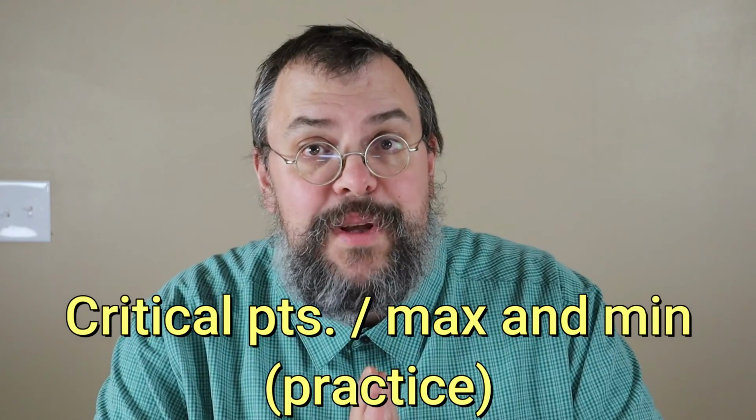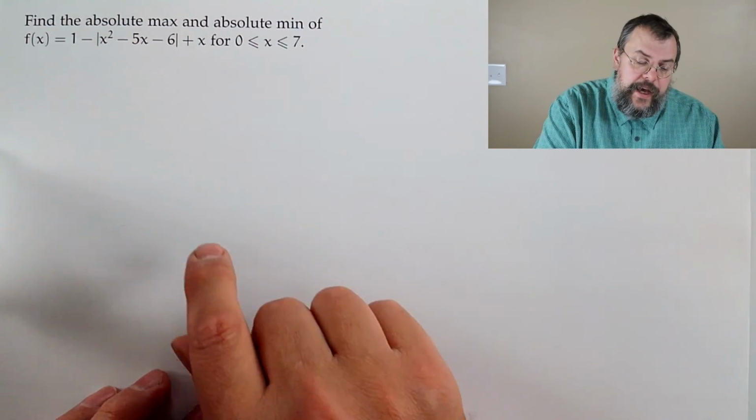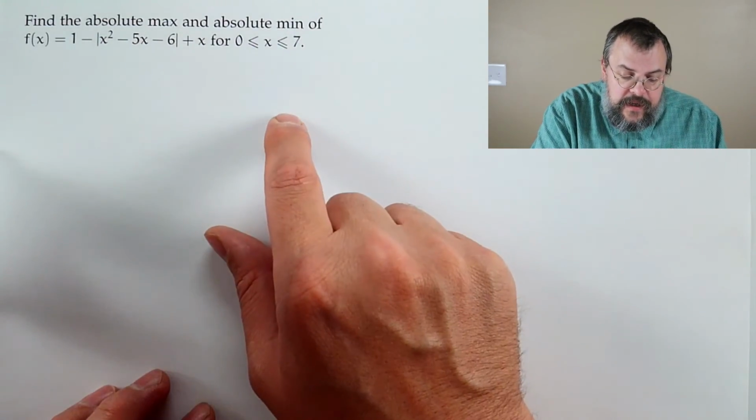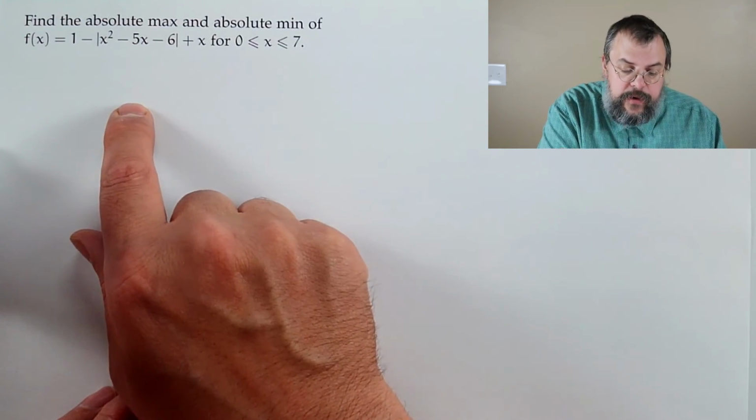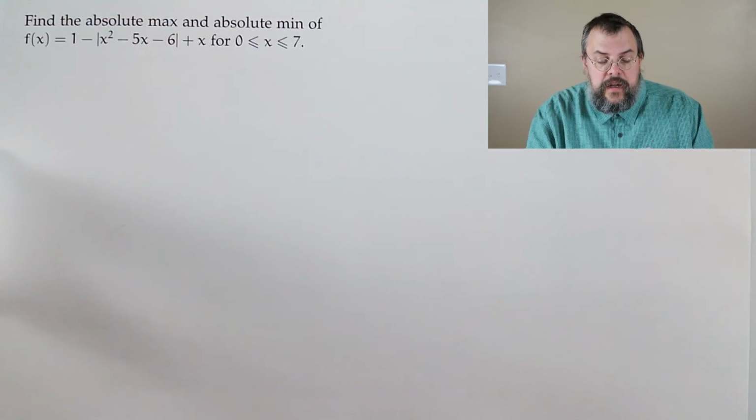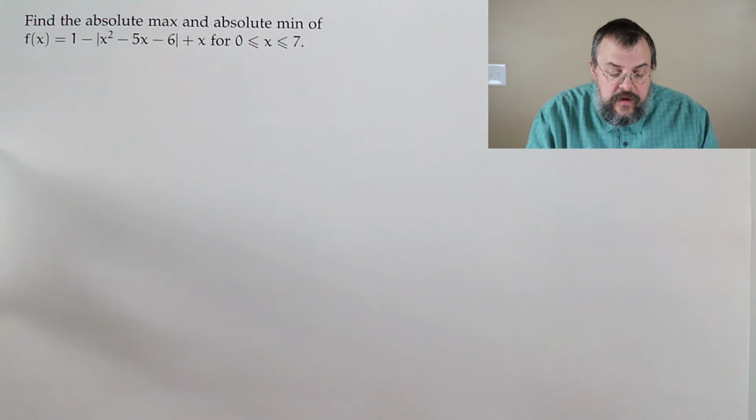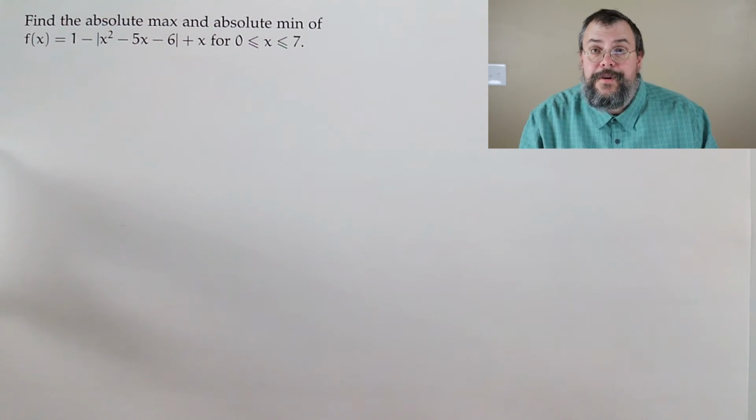So let's begin. For our first problem, find the absolute max and absolute min of the function 1 minus the absolute value of x squared minus 5x minus 6 plus x. Now, at first glance, we might say, well, what can we do?